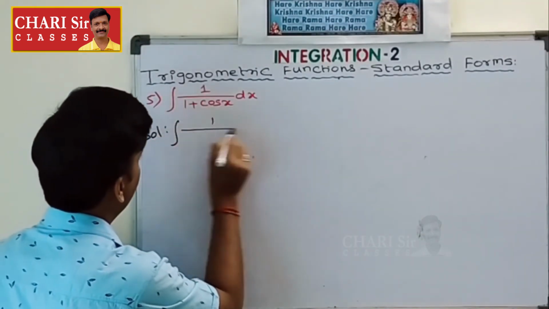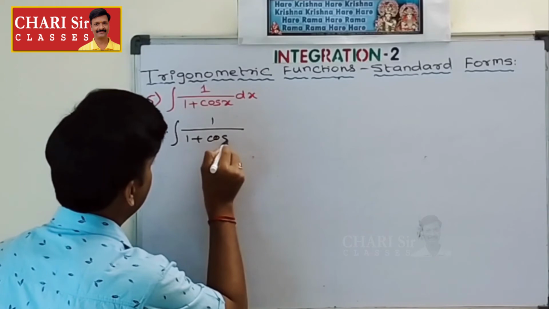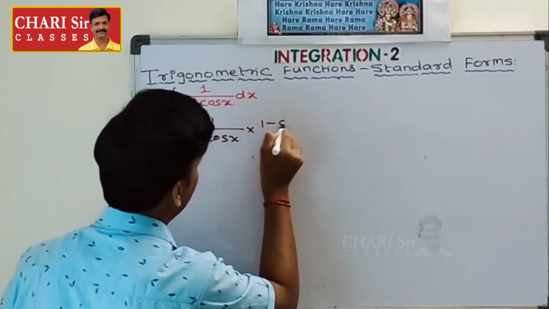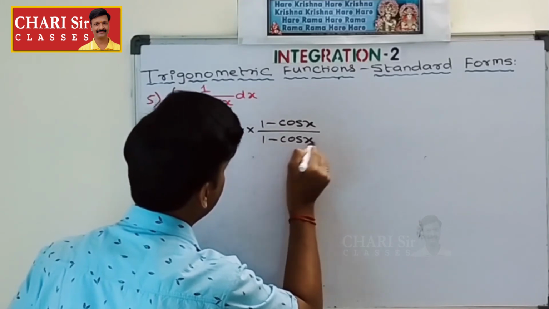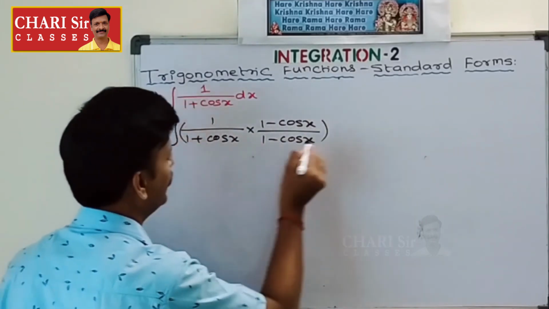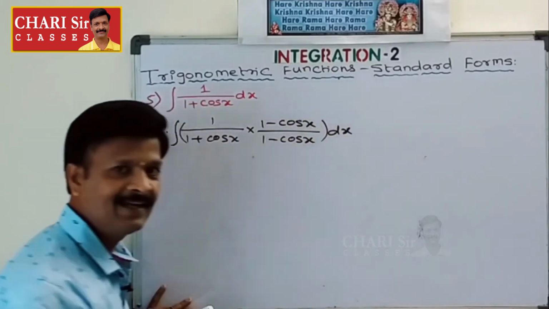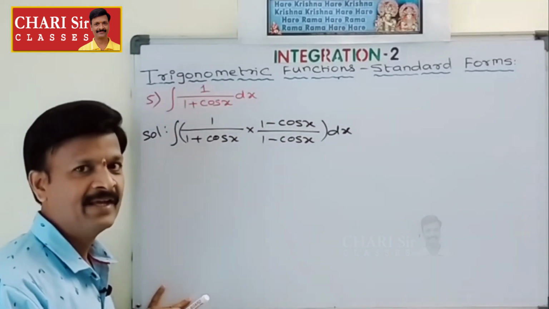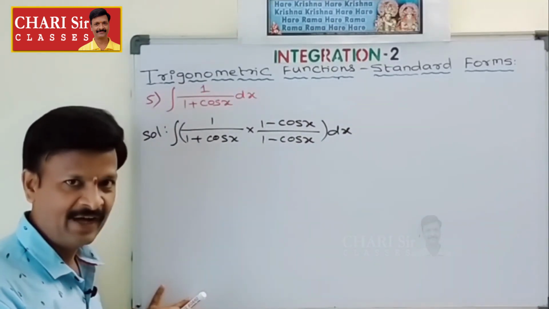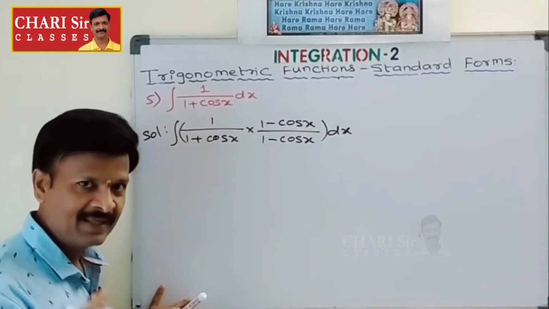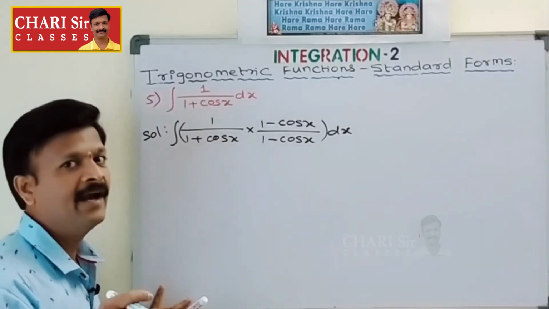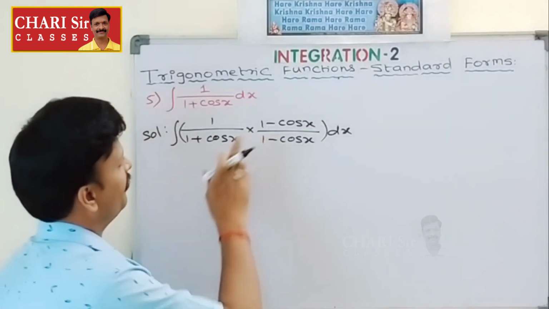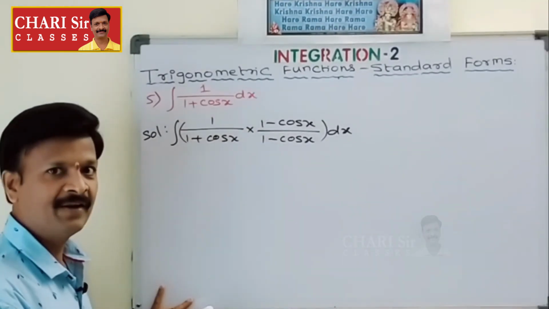Integration of 1 by 1 plus cos x, you need to multiply with 1 minus cos x by 1 minus cos x. Why sir? Why are we multiplying and dividing with this? To get the identity: sin square x plus cos square x equal to 1, sin square x equal to 1 minus cos square x, cos square x equal to 1 minus sin square x. To get that identity, we are multiplying and dividing with 1 minus cos x.